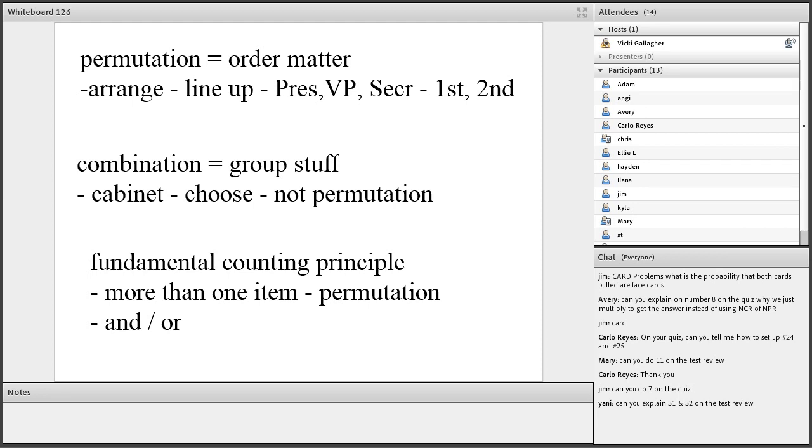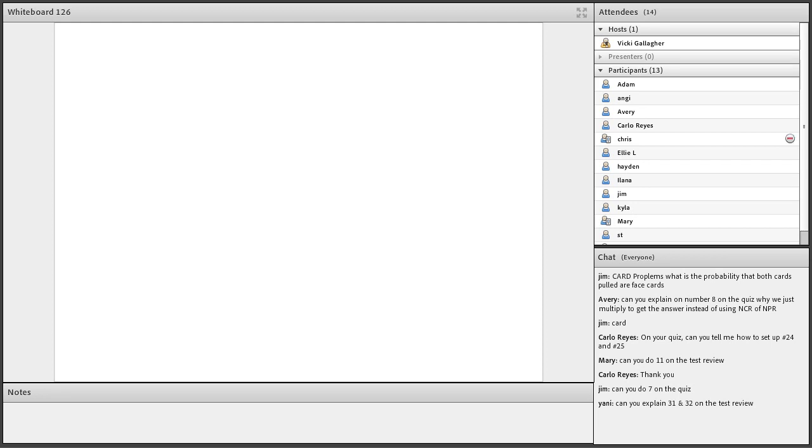All right, 7 on the quiz is next in our list. This is over here. 7 is the Venn diagram. Can I draw circles? A circle, yay. Okay, awesome.